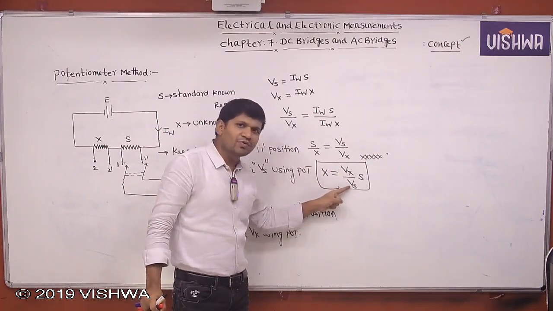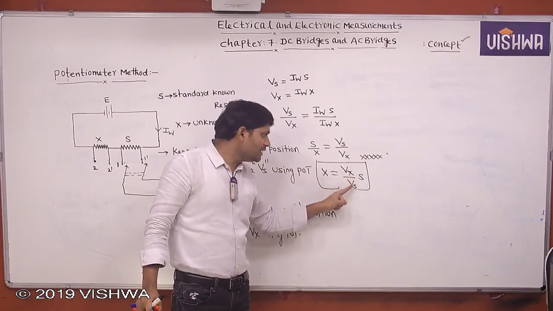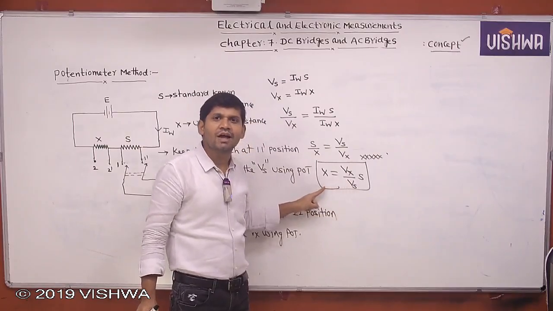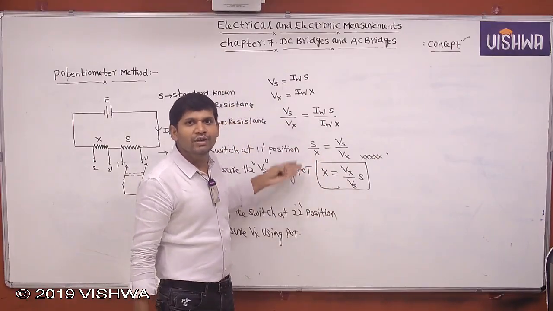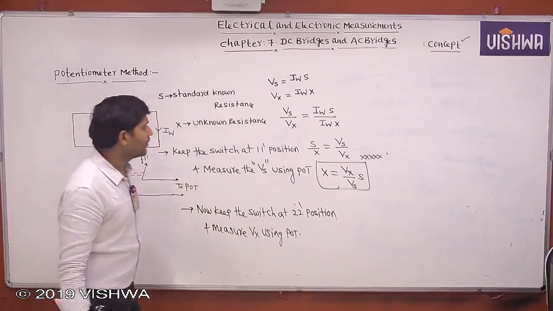Vs is also measured from the potentiometer. S is a standard known resistance. This is more accurately measured, and this is also more accurately measured. That's why X is also more accurately measured. Like this, we can measure the unknown resistance by using a potentiometer. Clear? Concentrate.